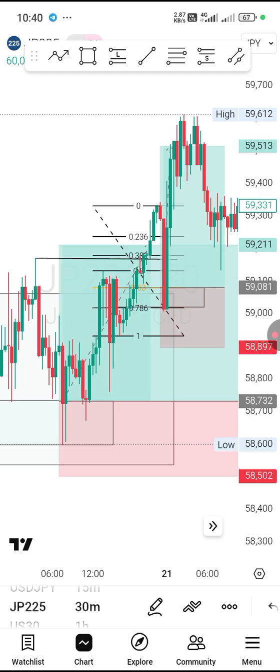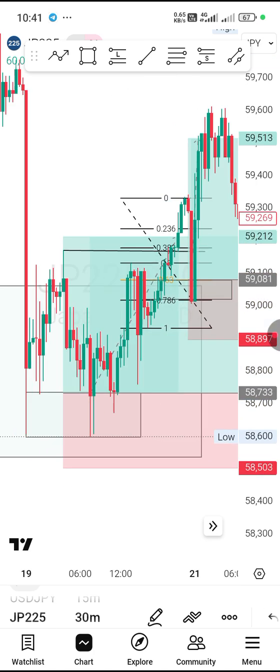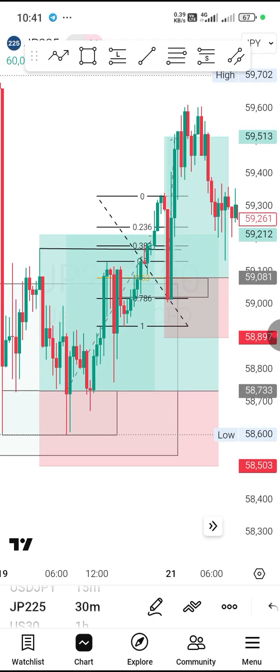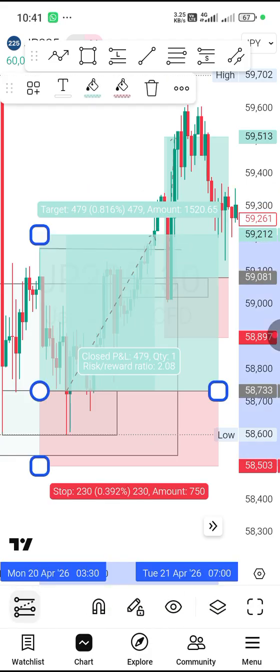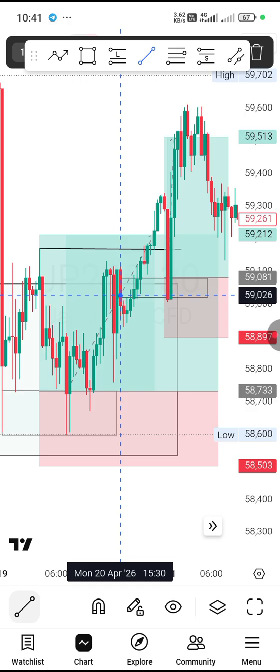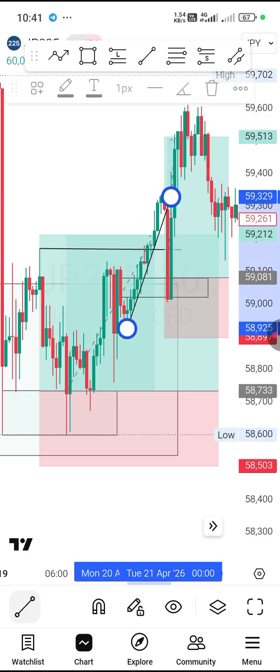If I stayed from here and printed, stayed there, I would have still done a 1:3 from this level here. But me, I normally do 1:2. And if you had still waited for the break of structure, let me just remove this thing. This was the break of structure which I showed here, and these were the FVGs. This line here were the imbalances, were the FVGs.